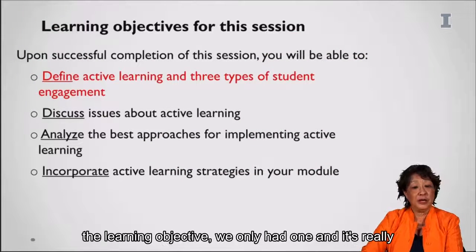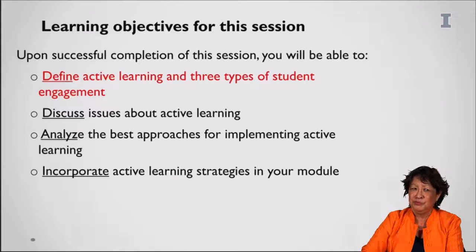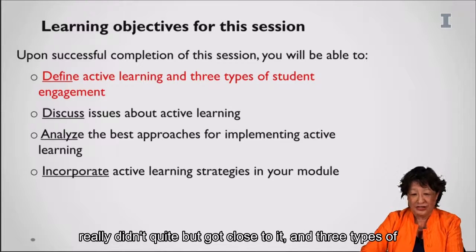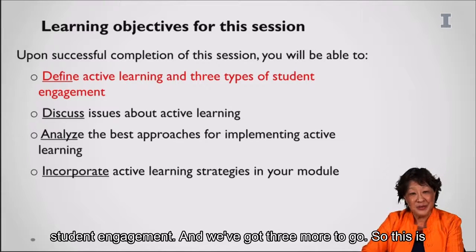So, the learning objective, we only had one, and it's really important, is that you're able to define active learning, and you really didn't quite, but got close to it, and 3 types of student engagement. And we've got 3 more to go.